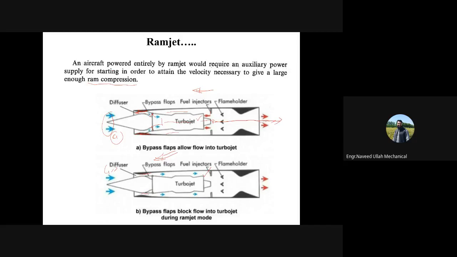ठीक है, तो इसलिए जो ये बताता है कि you know it is auxiliary power. ये अब auxiliary power के तौर पे use होता है. ठीक है, this one. This turbojet is auxiliary. तो ये जस्ट इसको स्टार्ट करता है, फिर जब ये रैम एयर कंप्रेशन स्टार्ट हो जाता है तो ये खुद ब खुद टर्न ऑफ हो जाता है.